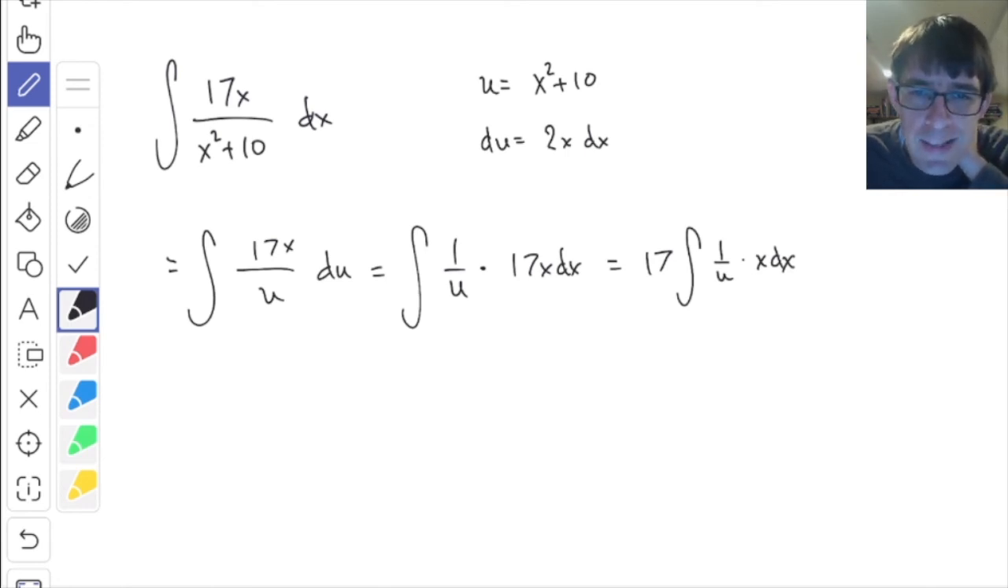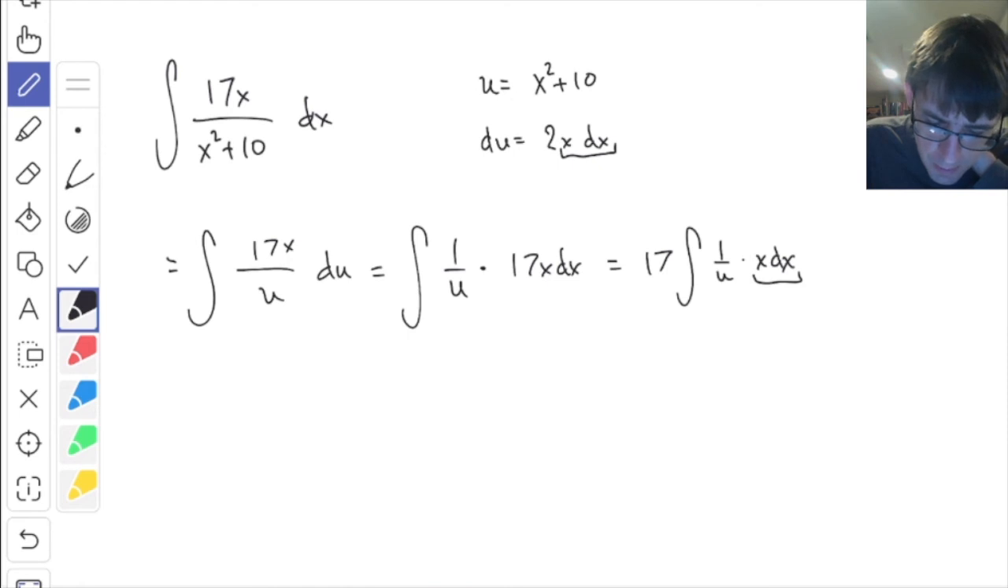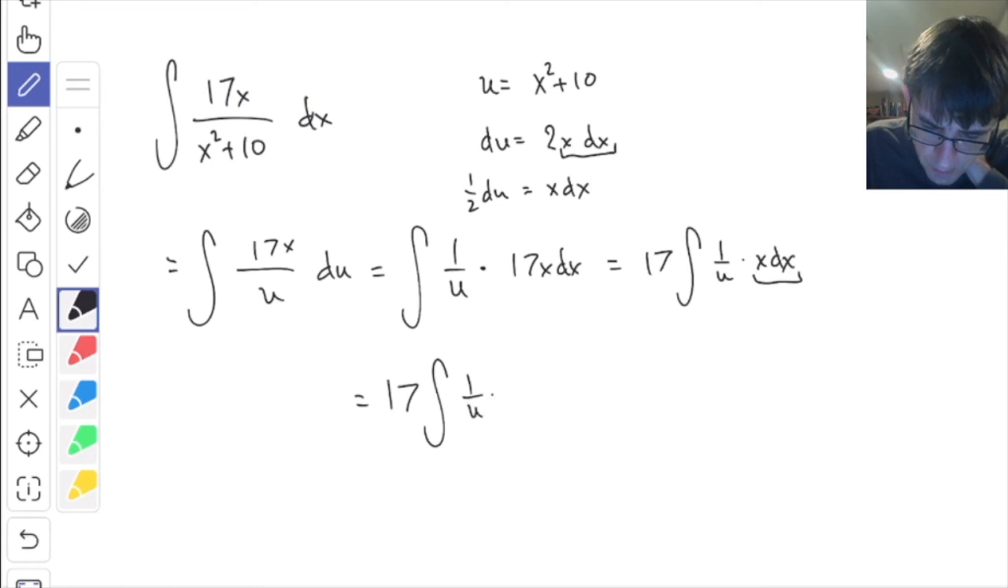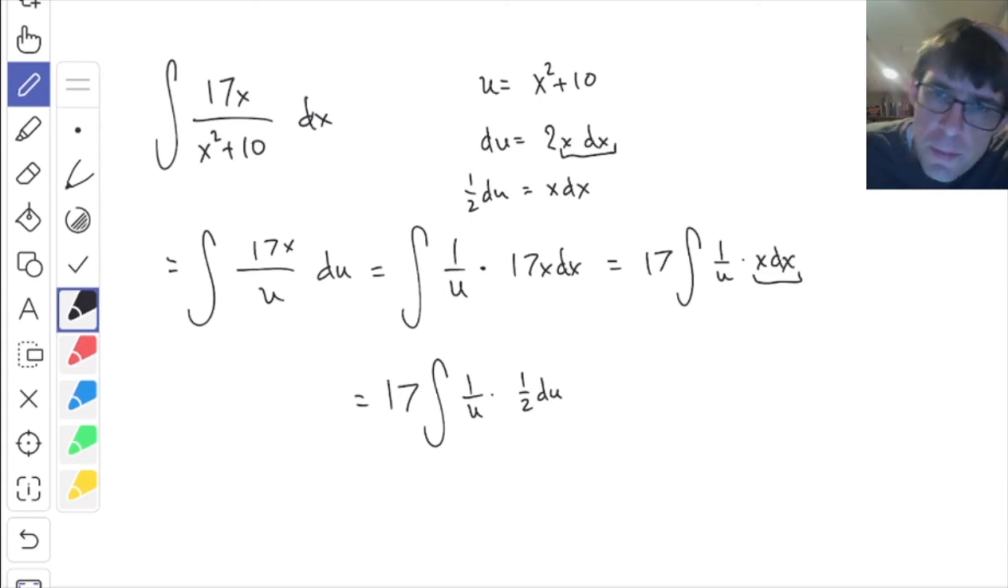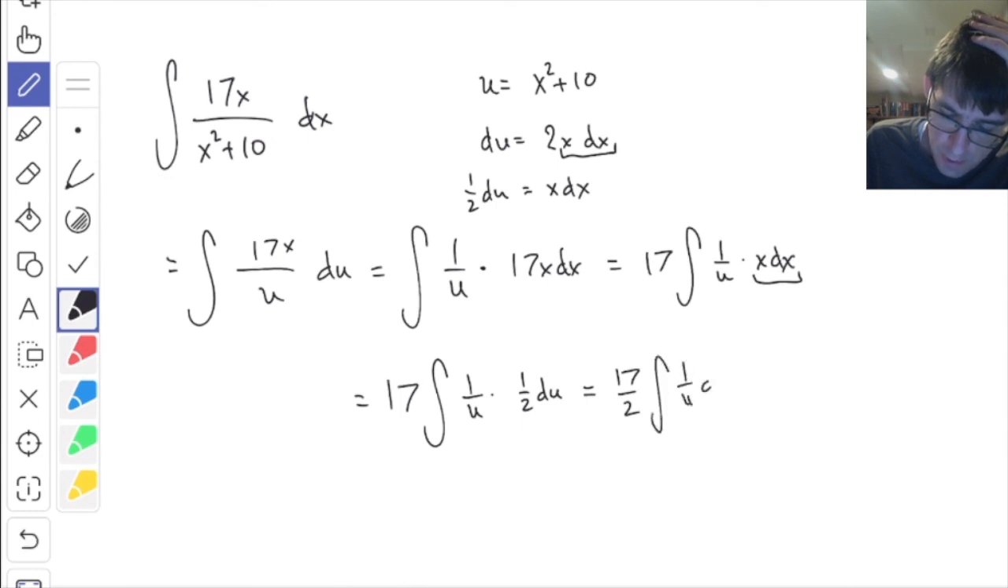Okay, what about x dx then? This is the only thing left that we need to worry about. And lucky for us, I see x dx up here. How do I get it just by itself? I would divide by 2 there. So I'm going to write 1/2 du is x dx. And so I end up with 17 integral 1 over u times 1/2 du. And as usual, I'm going to move that constant out of the integral also. I have a half on the inside there. We can factor that out of the integral. I'll end up with 17 over 2 integral 1 over u du.